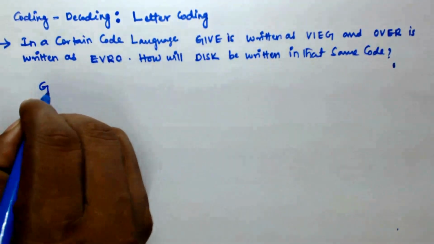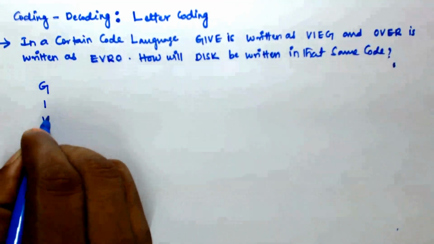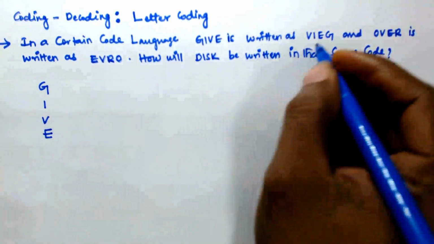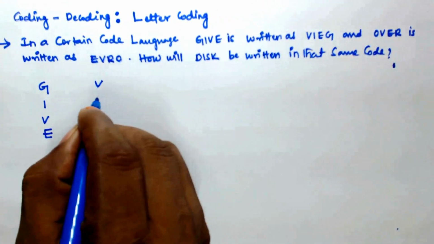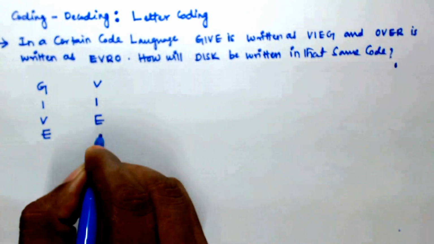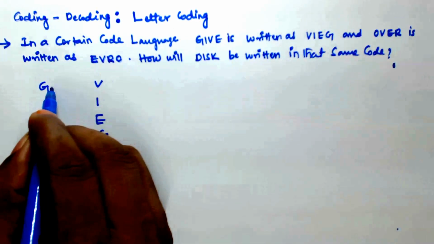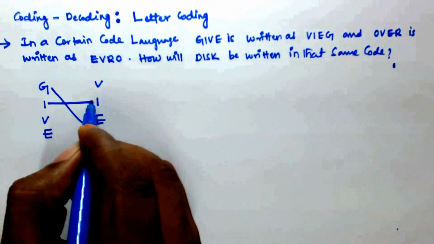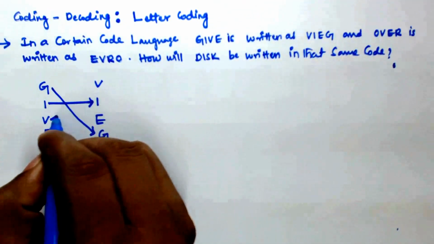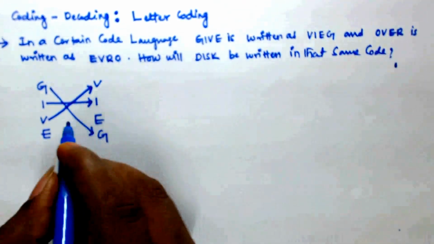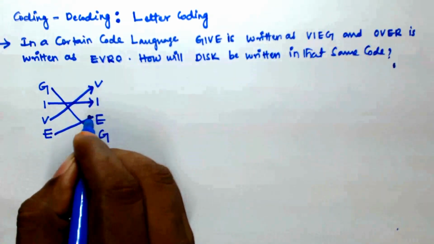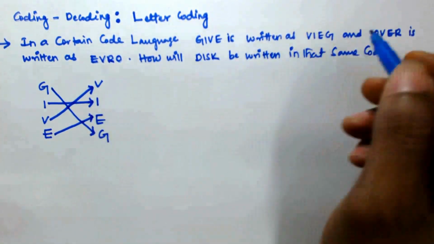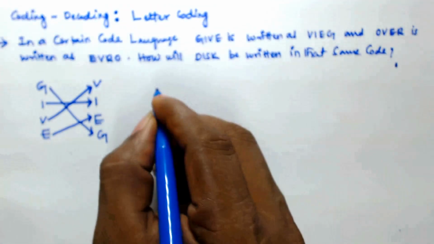Let us take that GIVE is coded as VIEG. So now you draw the map. The first one is moved to the fourth position, the second one is in the position of the second one, the third one is in the position of the first one, and the fourth one is in the position of the second one. Okay, so now OVER is written as EVRO.